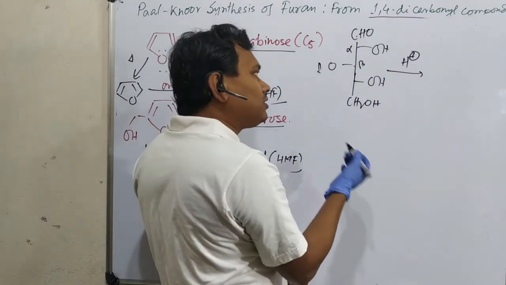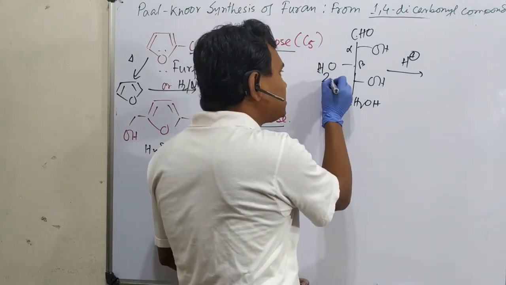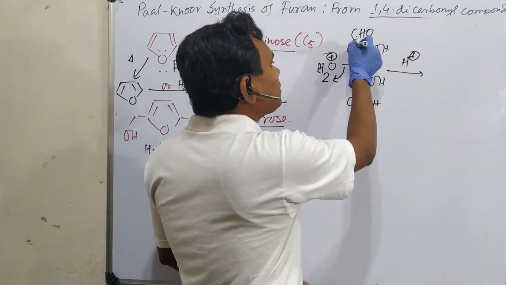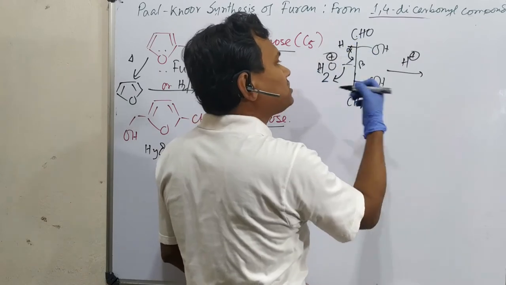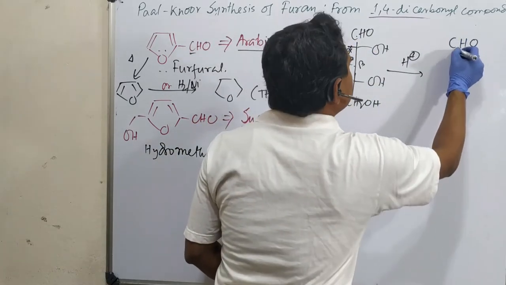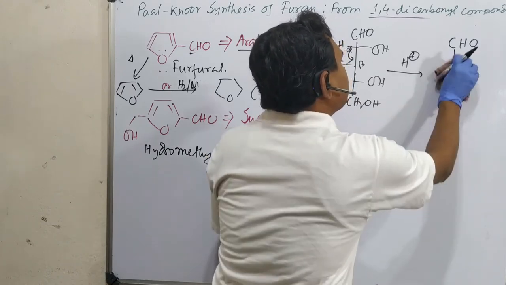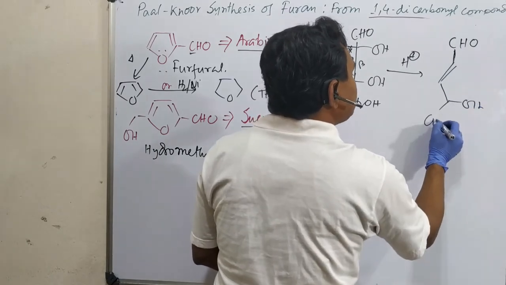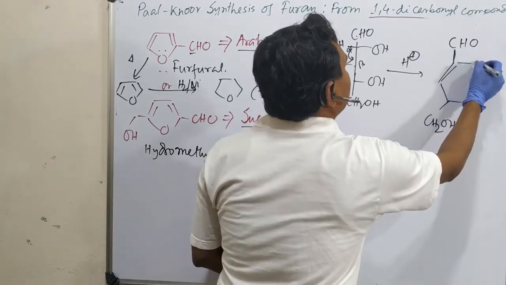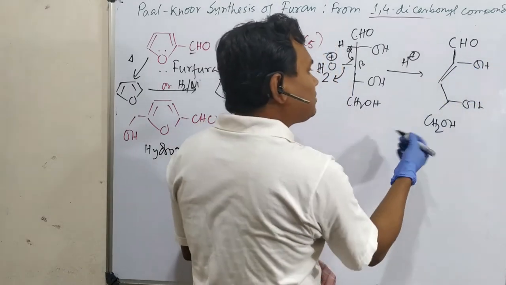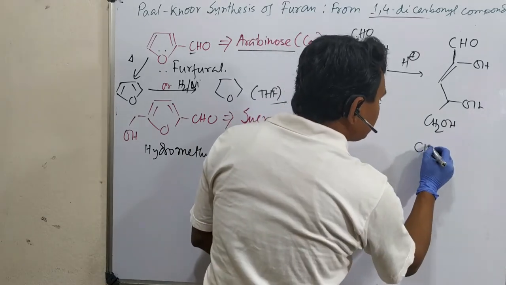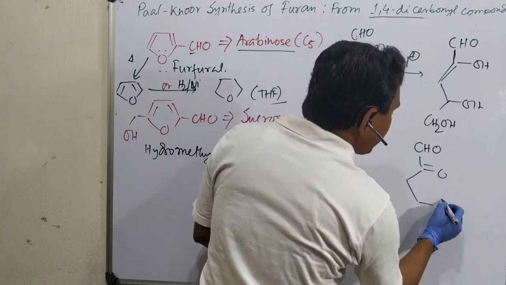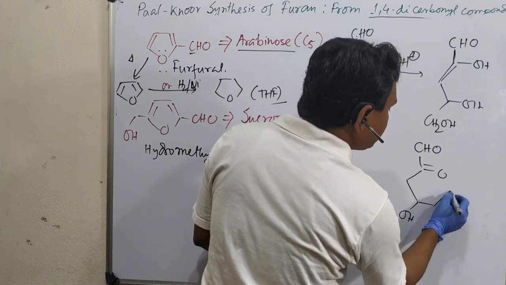So it is prone to aldol condensation. What happened? In presence of acid, first it is converted into a protonated species, then it leaves, and when it leaves, this H comes and produces an alpha beta unsaturated carbonyl. So better to say, this is CHO, this is a double bond, this is OH, this is CH2OH. And here OH. So this is actually an enol, so ultimately it will instantly be converted into keto. So this is keto, and this is the OH and this is CH2OH.